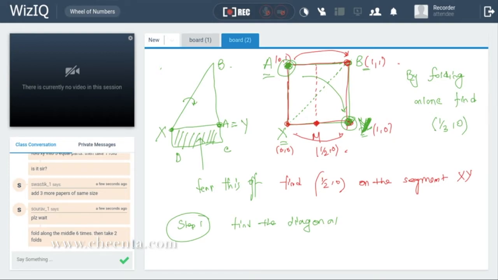So if you have two points on this square, you can always fold it in a way so that the crease, or the line, passes through those two points. That's possible. So when I say how to fold, I'm asking you what type of line do you want to draw?